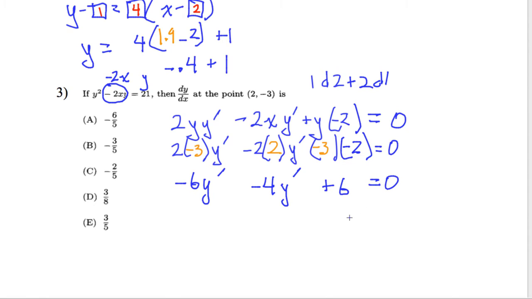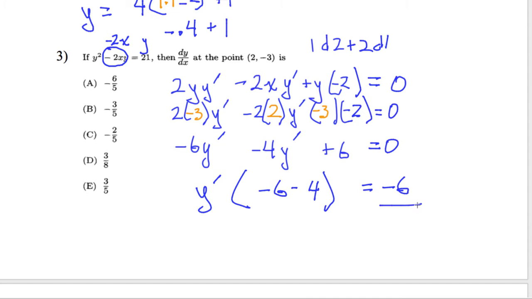I'm going to subtract 6 from both sides, so I have -6 on this side. I need to factor out a y prime. Y prime factored out, and on the inside I have -6 minus 4. I need to divide both sides by -6 minus 4, which is the same thing as, well, I guess I could have combined like terms to make it easier, but that's -10 right there. Divide both sides by -10, and I get -6 over -10, which is positive 3 over 5. Positive 3 over 5 is, there it is, E.